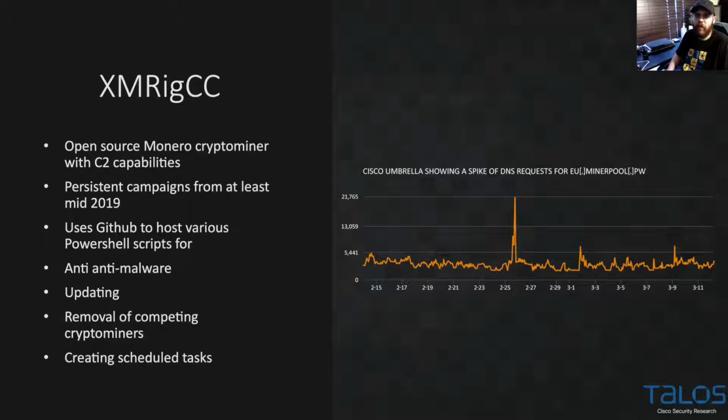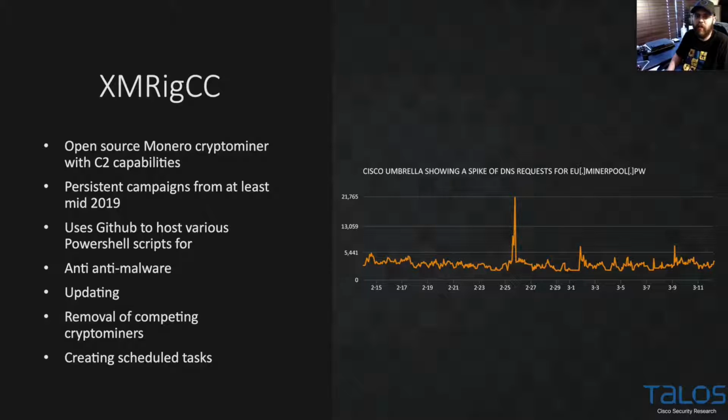So I mentioned cryptocurrency mining malware. The one associated with this campaign was called XMRigCC. This is an open source Monero crypto miner with command and control capabilities. We've seen this distributed since at least mid-2019. One of the interesting things is it does have anti-malware capabilities. It features updating capabilities, and it also removes additional cryptocurrency mining malware that may have infected the system previously.